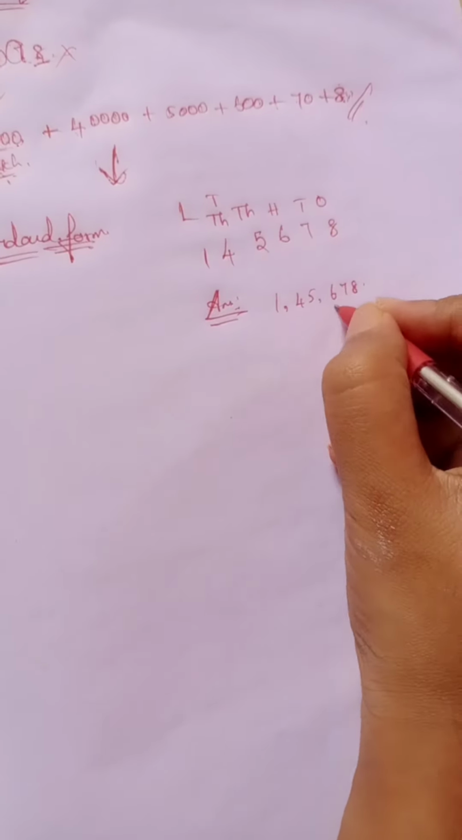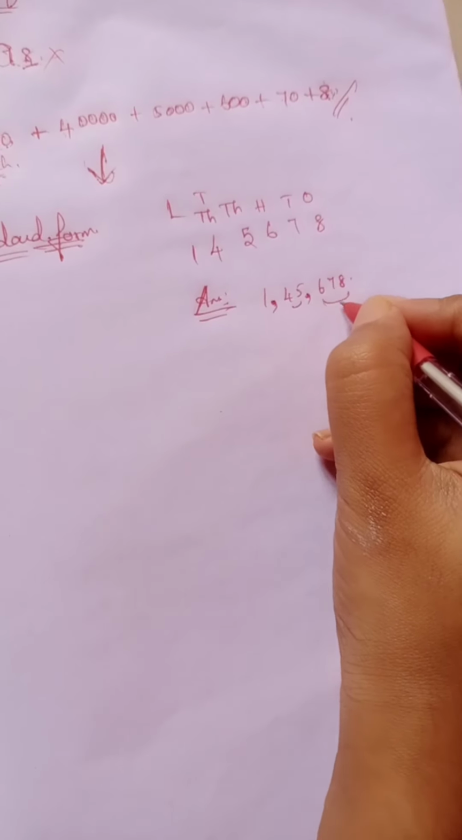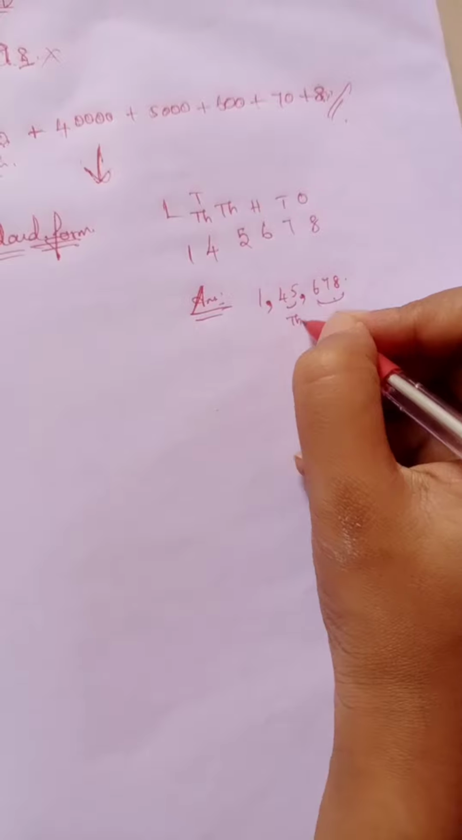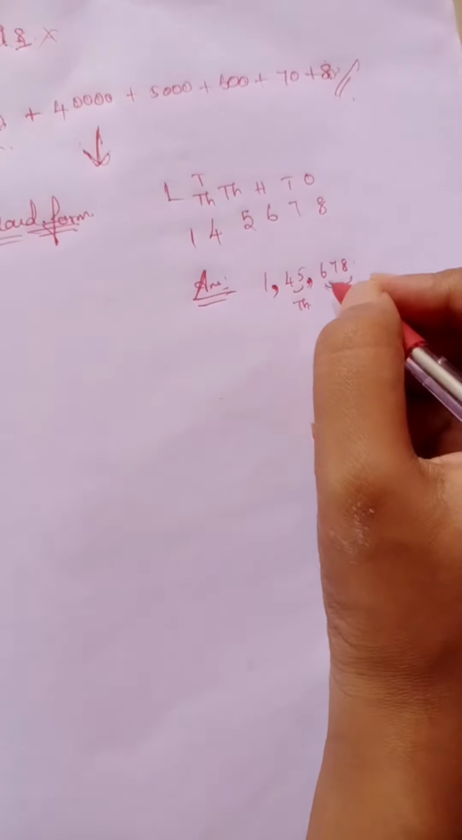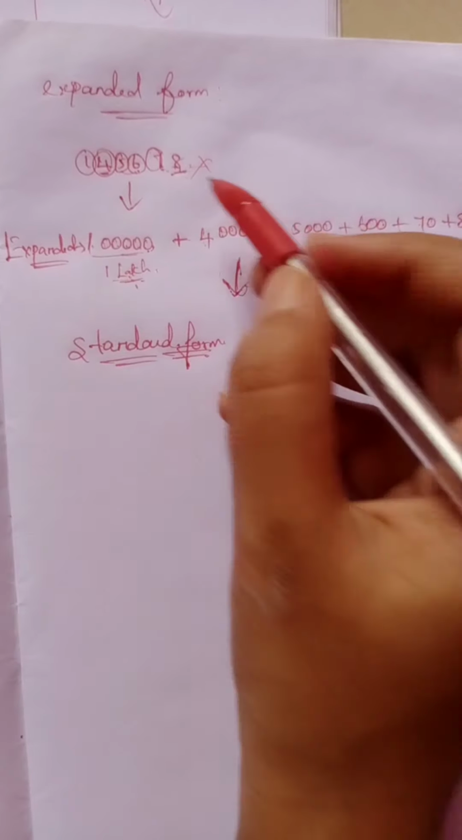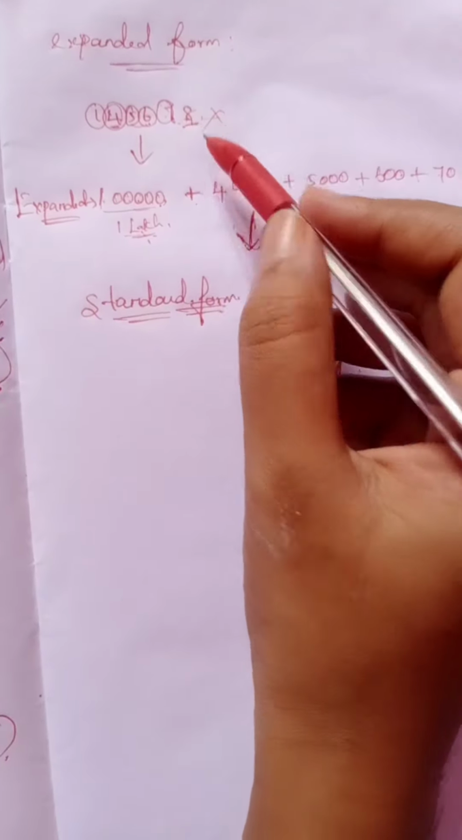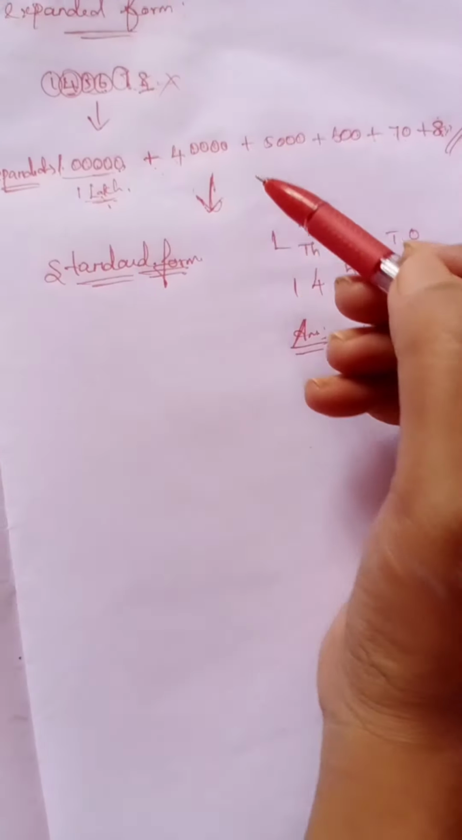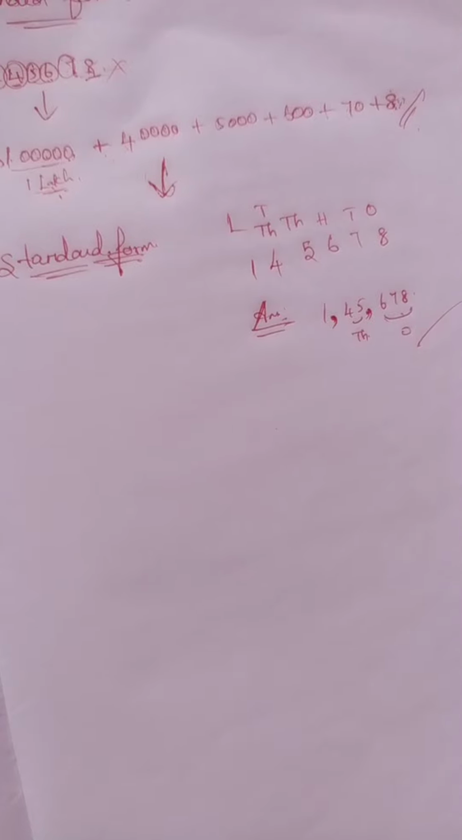Students, you have to mention commas after each family. Ones family, after comma, then thousands family, after comma. Okay. This comma will separate the family members. So students, we learned how to write expanded form from standard form, then how to find standard form from expanded form.